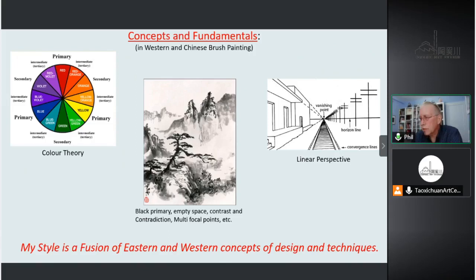In Chinese painting, the fundamentals are different, such as multiple focal points, contrast and contradiction of color and value, minimal use of perspective, either linear or atmospheric. Empty space is not negative space, and black is a primary color. However, many artists incorporate varieties of fundamentals into our style of work. I combine both the Western and Eastern fundamentals into a natural fusion of design and composition.